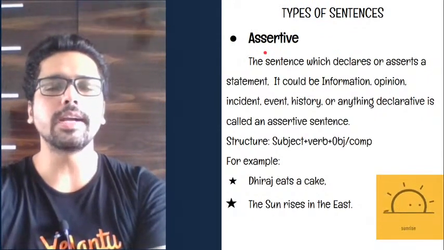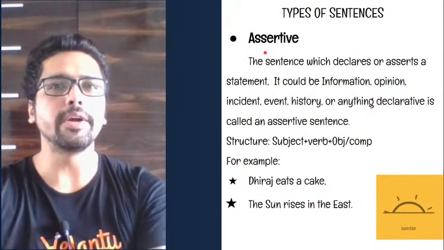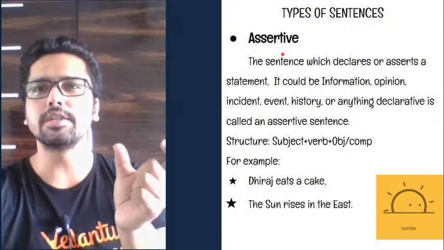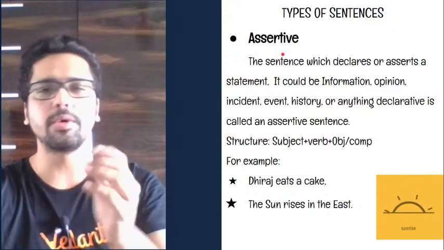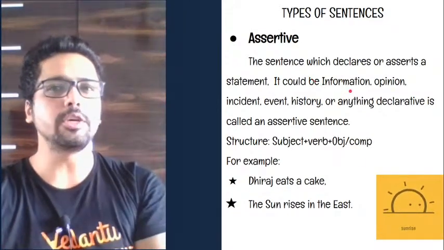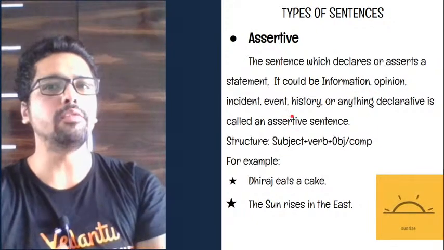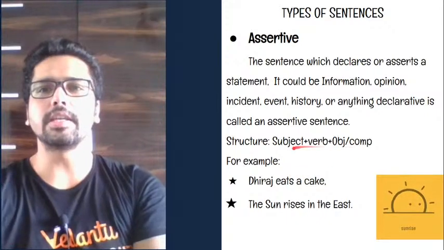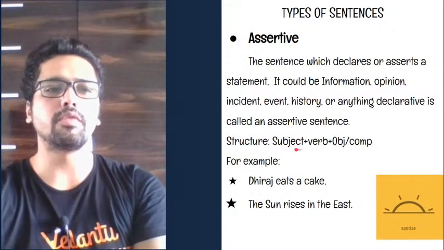Now do not misunderstand the word assertive with affirmative. The word assertive does not mean a positive sentence. The word assertive just means a declarative sentence. It asserts some information, it declares some information. It could be information, opinion, incident, event, history, or anything declarative, and it is called an assertive sentence. Basically, this is the structure we follow for an assertive sentence.